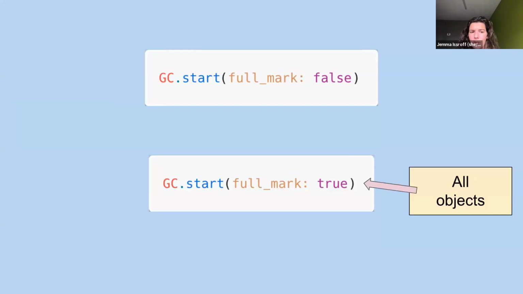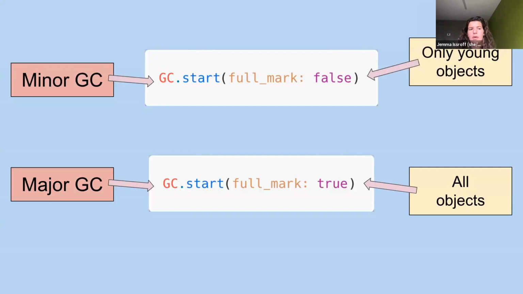Versus if we did a full mark true, it'll look at all objects, young and old. And that's called a major garbage collection. So we now have these two different types of garbage collection: minor, which is only some objects, and major, which is all objects.